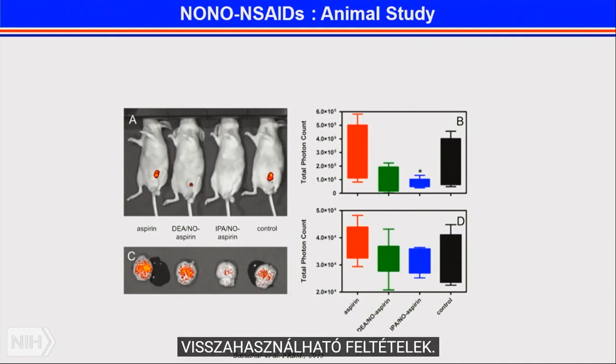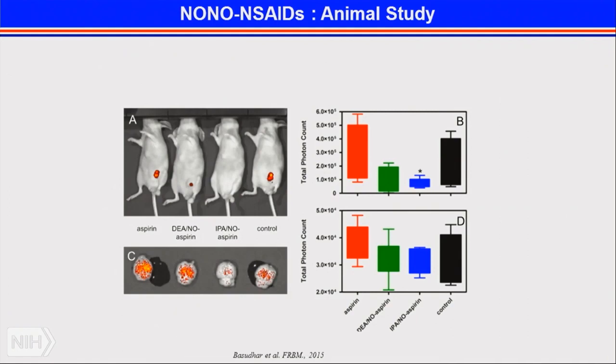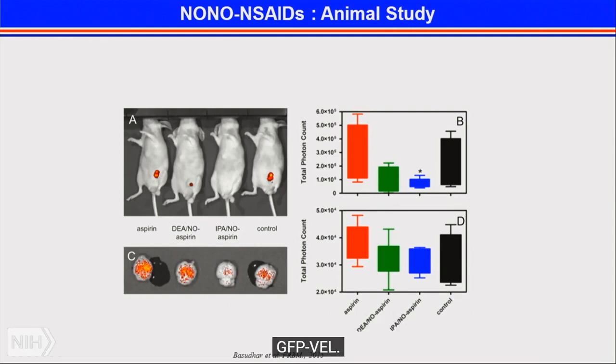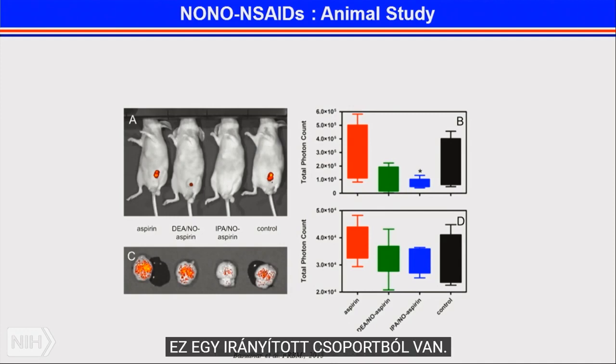Then we investigated the effect of these molecules on our animal model. So we used nude mice and we used MB231 cells labeled with GFP. And as you can see here, this is our control group, where the animals were injected with DMSO. And this is the effect with aspirin.